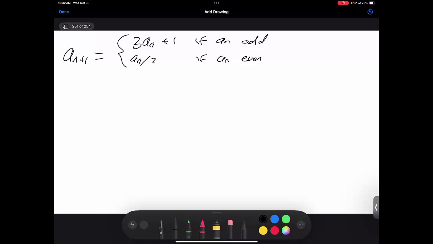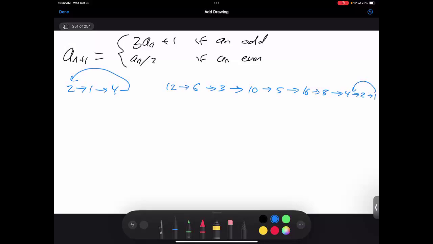So someone give me a positive integer. 2. So 2 is even, so 2 goes to 1. 1 is odd, so it goes to 4. And then 4 goes to 2, goes to 1, it cycles. Somebody give me another positive integer. 12. All right, so 12 is even, so 12 goes to 6, goes to 3, odd goes to 10, 10 goes to 5, goes to 16, goes to 8, goes to 4, goes to 2, goes to 1, goes to 4. What would you conjecture with 2 data points? Yeah, it's always going to cycle to 4, 2, 1.